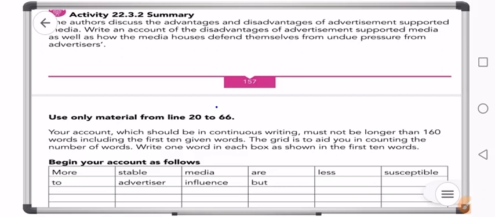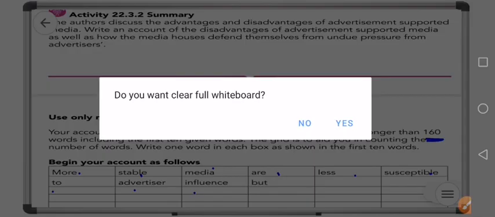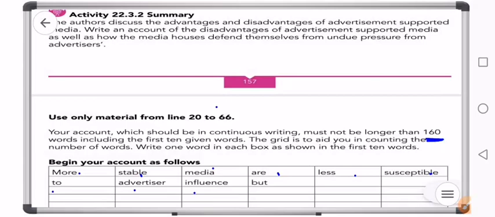The number of words is very, very important when it comes to summary. It must be less than 160 words, including the 10 words given below. These are the 10 words given. So already we have 10 words, so you are left with less than 150 so that your summary will be completed. Words, including the first 10 words given.